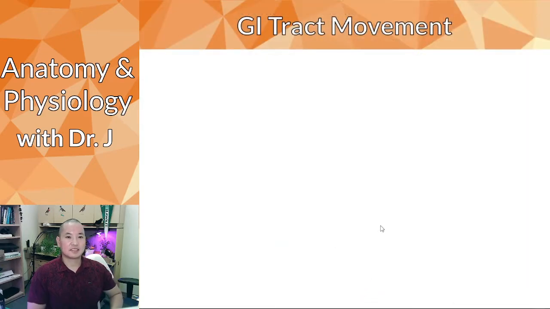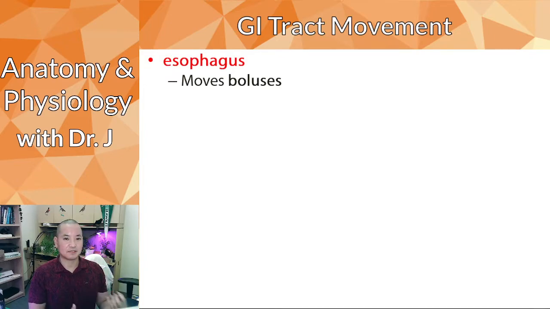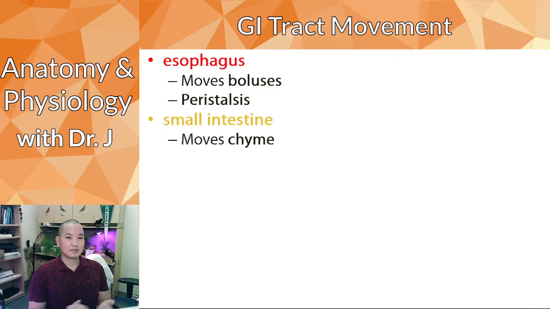Okay, so then let's talk about the different types of GI tract movement. We talked about how in the esophagus, when you have that mashed up saliva and food, it's a bolus. And how do you move food through the esophagus? It's like squeezing along the length of a toothpaste tube. That is peristalsis.